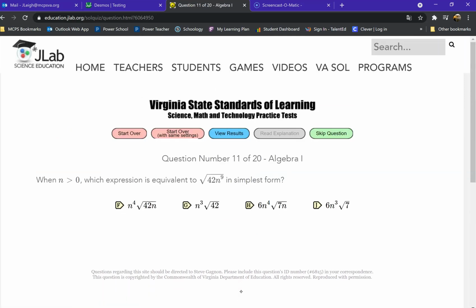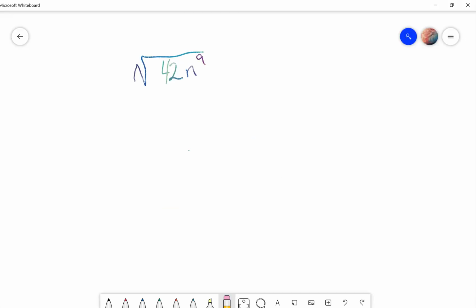Alright, when n is greater than 0, which expression is equivalent to the square root of 42n to the ninth in simplest form? Alright, so I need to go to my paper. First thing I'm going to do is break down the 42. It breaks down into 6 and 7. 6 can be broken down further into 2 and 3. 7 cannot be broken down further.